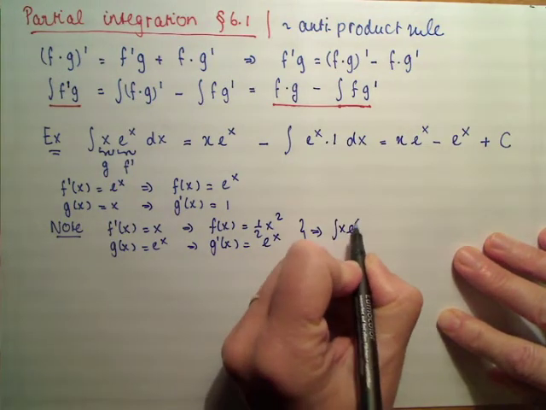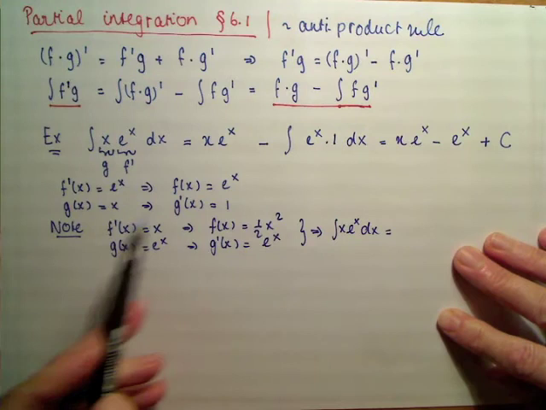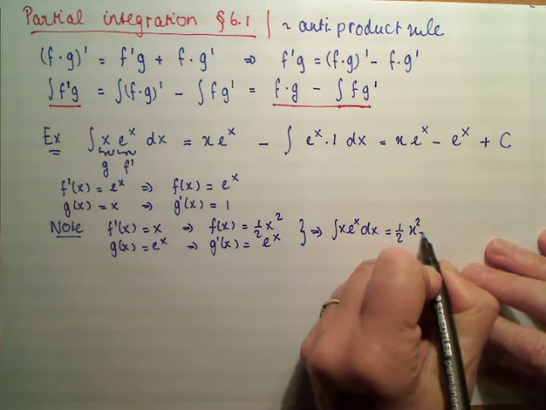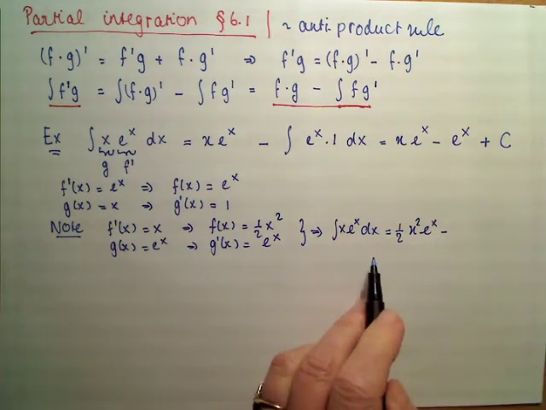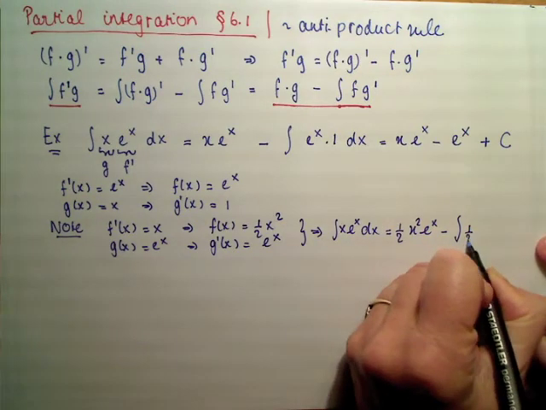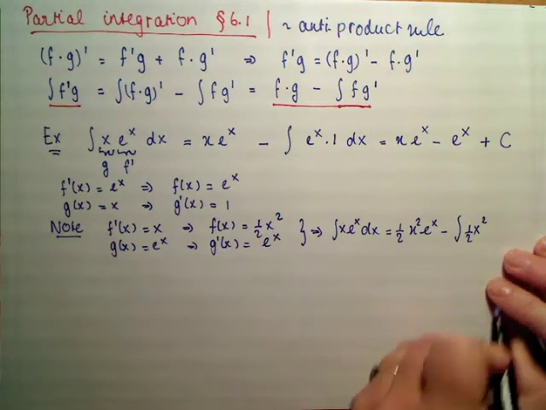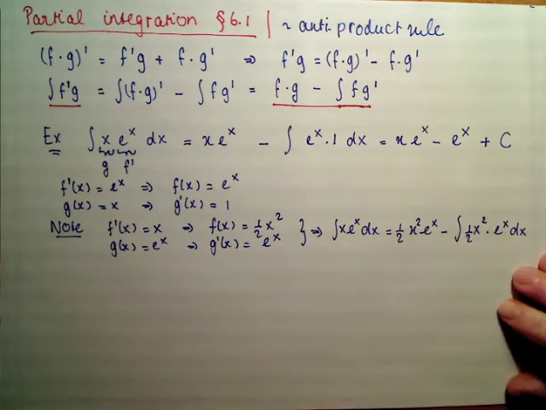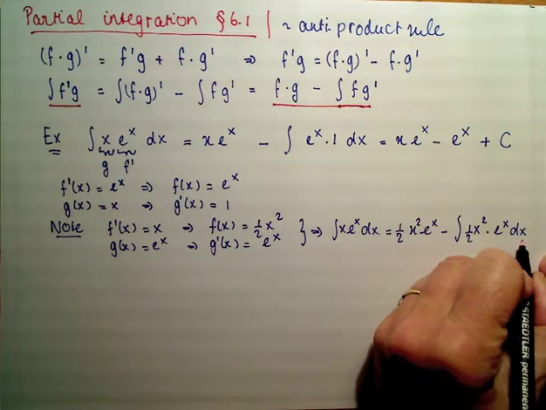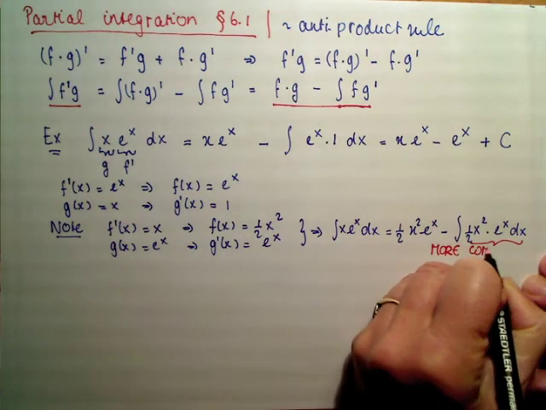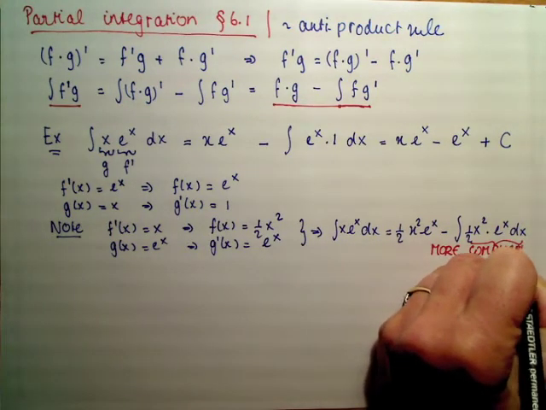The desired primitive is equal to the product of the functions f and g, which makes it 1/2 of x squared times e to the power x, minus the primitive of f, which is 1/2 of x squared, multiplied by g prime, which is e to the power x. Now clearly this relation is true, there is no doubt about that, but this integral over here is really much more complicated, and we wouldn't know how to solve this one either.